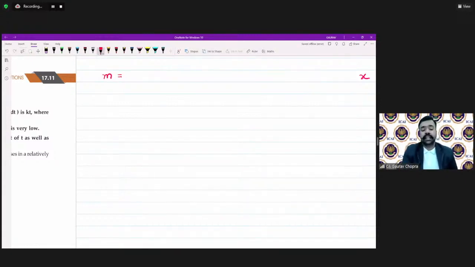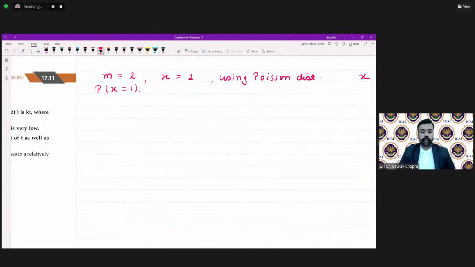If mean is 2 and the value of x is 1, and we have to find out the probability when x is equal to 1 using Poisson distribution. So we are simply understanding the calculation, how to calculate probability in case of Poisson distribution. Mean is 2 and x is 1.